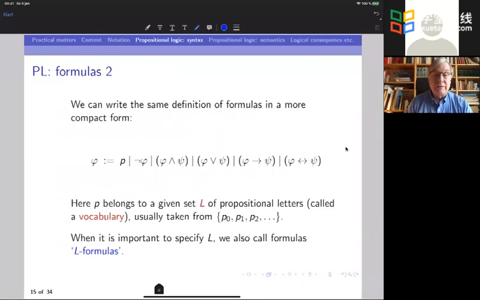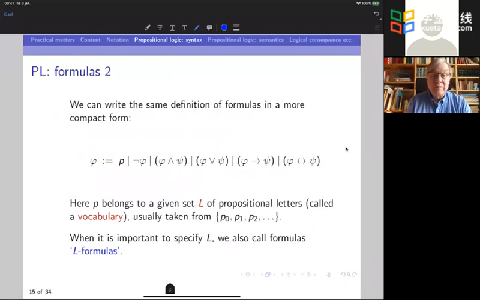There is a more compact and nicer way to write this inductive definition, which is used in computer science, for example, very often, but also in logic. So here you see the same definition, exactly the same definition, but written in a more compact form. So it starts with P, and then negation, conjunction, disjunction, etc. Those are the inductive clauses.